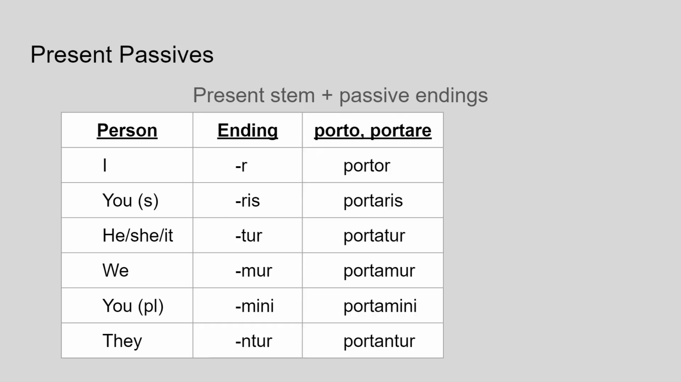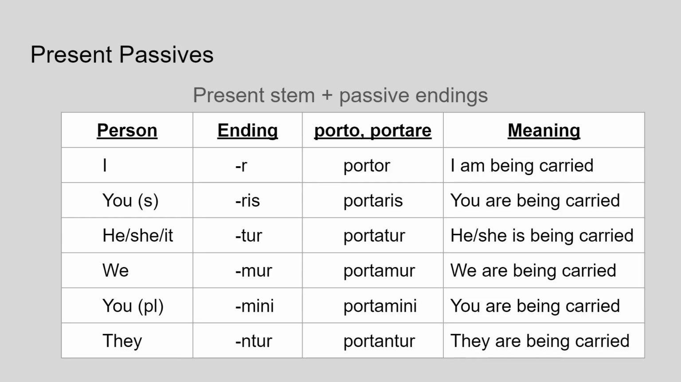For porto, portare, which means to carry, this gives me these forms of the verb. Portor, portaris, portatur, portamur, portamini, portantur. You can translate these as I am being carried, you are being carried, and so on. But you could also just say I am carried. I find it easier to show people the being, I am being carried, at the beginning, just because it helps you keep in mind that it is passive, it's being done to you. Someone else is doing the carrying, I'm the subject of the sentence still.